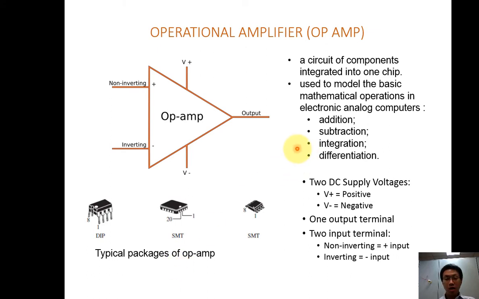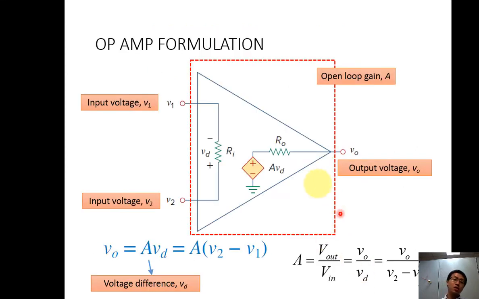And then what is it used for? It is used to model the basic mathematical operations in electronic and analog computers, for example addition, subtraction, integration, differentiation. There are two DC supplies, a positive DC supply and a negative DC supply, one output terminal and two input terminals. Positive we call non-inverting, negative we call inverting.